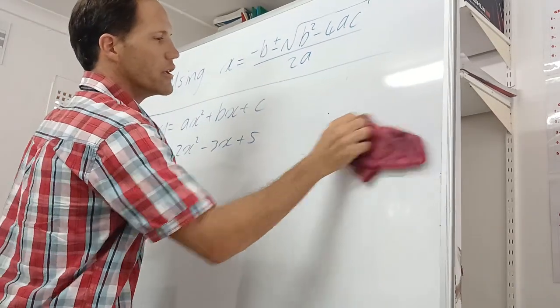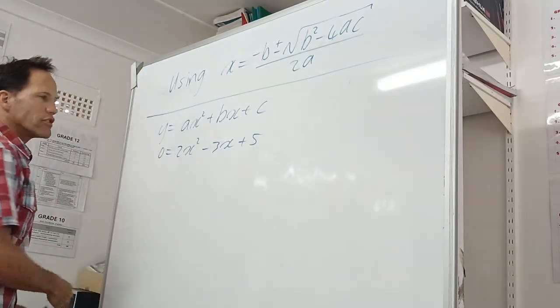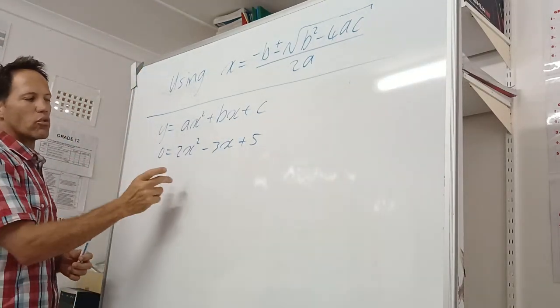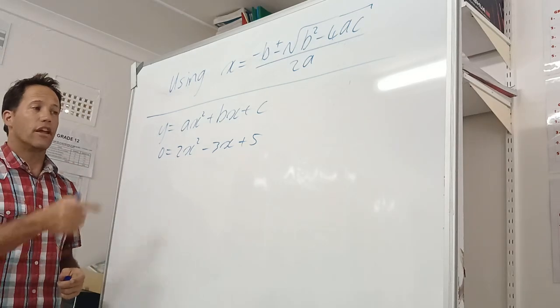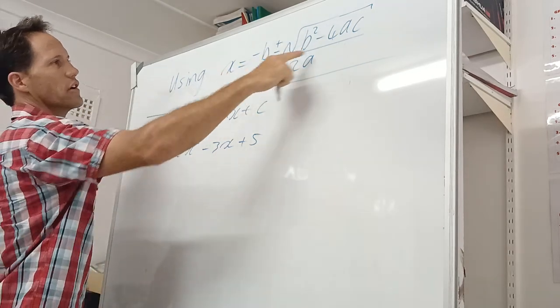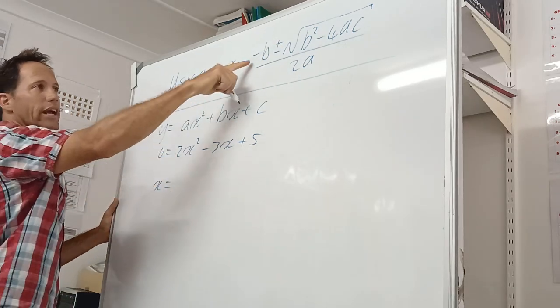Okay, so we're going to have to learn how to put it equal to 0 and solve it, but we can't always solve it by using the brackets. Sometimes they're too difficult, and then we use the quadratic formula: x equal to negative b. So then we're going to say x equal to negative b.